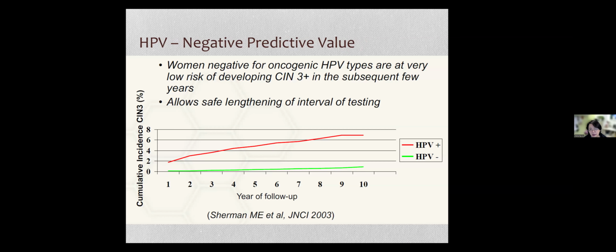And on the other side, if HPV testing is negative, you can tell from this graph. The green color, if HPV negative, the cumulative incidence of CIN3 is really low.